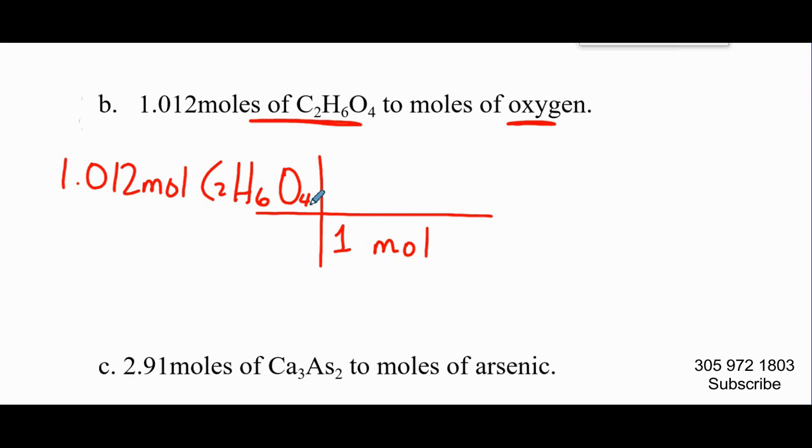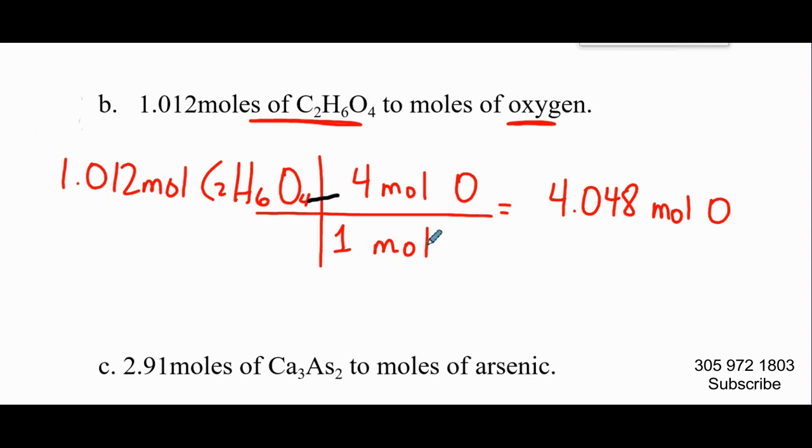Okay, I'm going to find the moles of oxygen. And I see this 4. This 4 I will write right over here. So I will apply the 4 and I go 4 moles of O. So do your math and you have 1.012 times 4 divided by 1. And if I did my math correctly, the answer should be 4.048, and that would be moles of oxygen. Good.